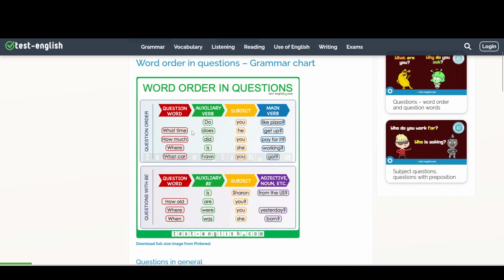What time does he get up? How much did you pay for it? Where is she working? What car have you got?